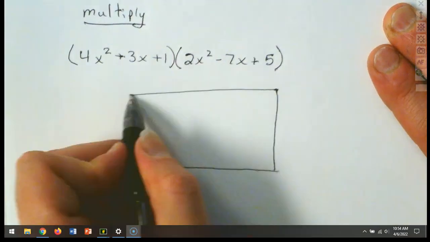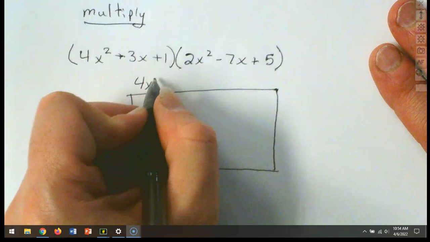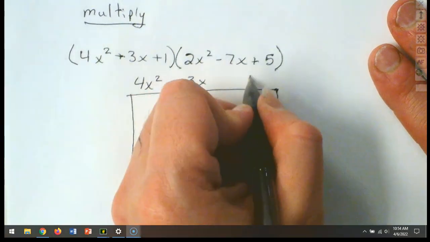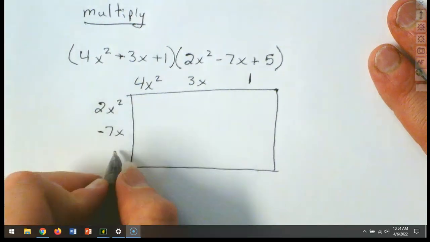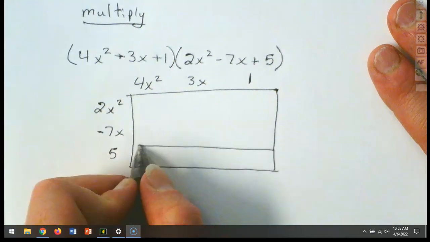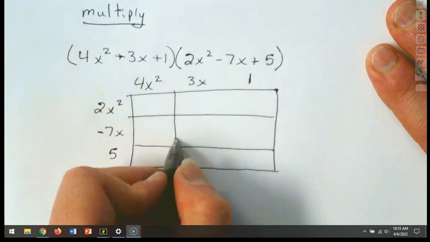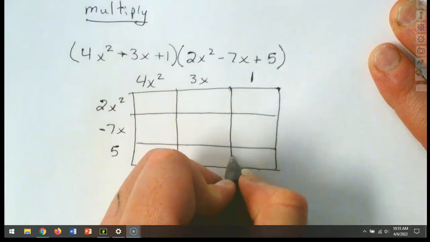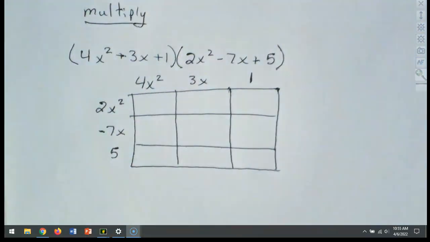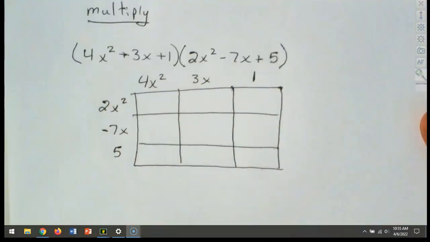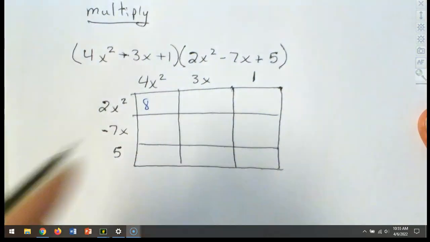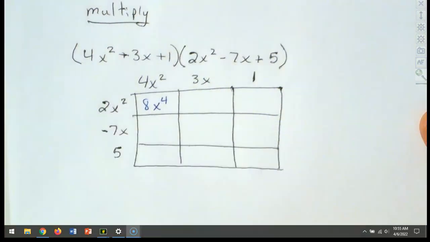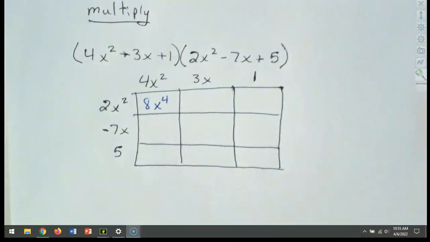So we'll make a little bit bigger box here. And I'll just write the first one across the top. And the second one down the side. So we make our box or our grid here. And then we just simply fill it in. So 4 times 2. 4 times 2 is an 8. X squared and another x squared makes it x to the 4th. So there's 8x to the 4th there. Right? Multiplying.